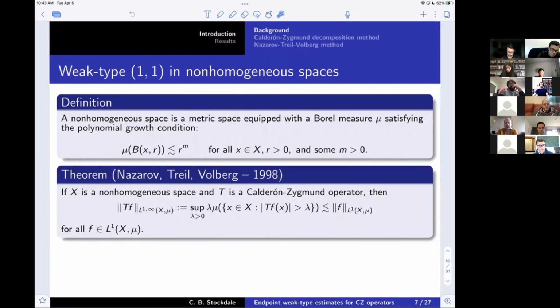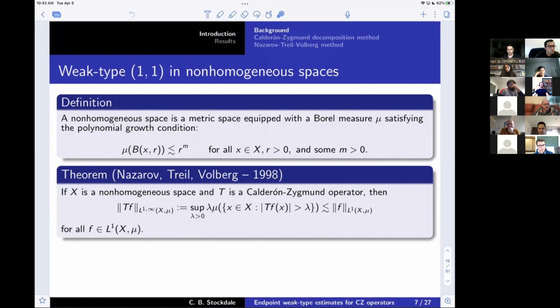So in their IMRN paper, Nazarov, Treil, and Volberg in '98 proved a lot of things about Calderón-Zygmund operators in non-homogeneous settings. But the important thing for our talk is that they proved that the weak L1 inequality holds. It is an abstract space, and we're looking at the mu measure of it rather than the Lebesgue measure. But they got the same inequality in this setting by avoiding the doubling property.